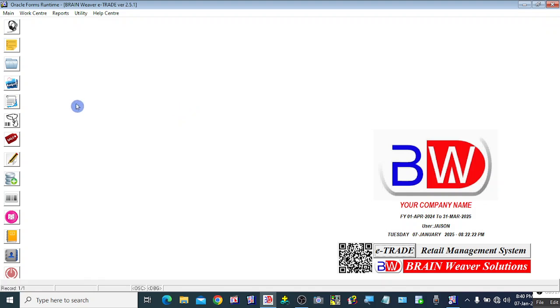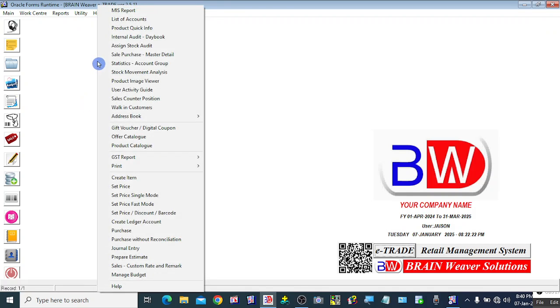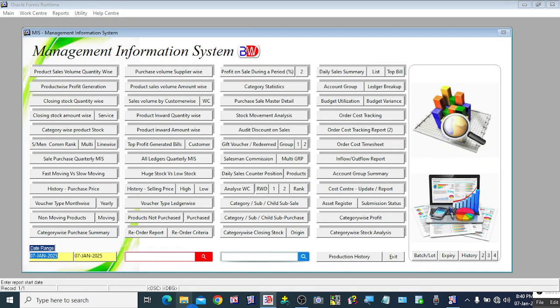Another report that is very useful: by clicking the mouse right button in the home screen, we can see the MIS report at the top. During a specific interval, say either on a daily basis or weekly basis.